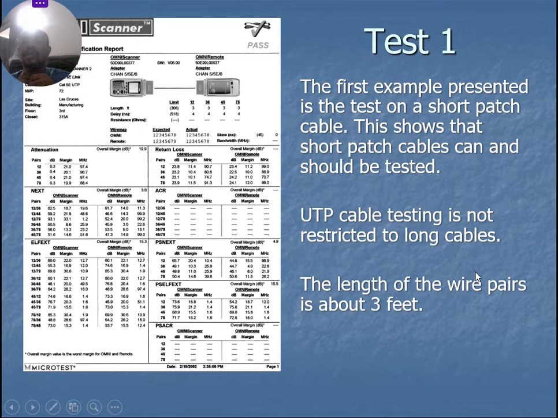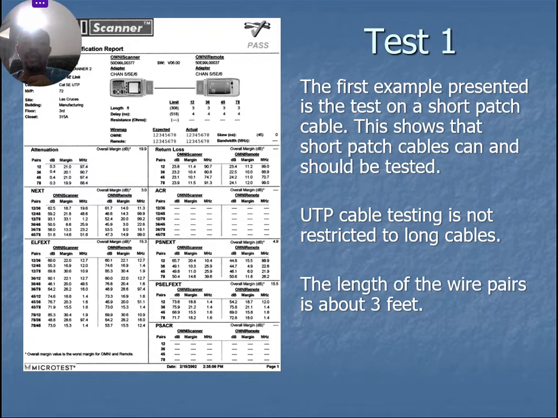If you look at this whole test result, in summary, this is a pass, meaning that whatever parameters were tested for this cable, it passed. First of all, let's look at the test. The first example is the test on a short patch cable. This shows that a short patch cable can and should be tested. UTP cable testing is not restricted to long cables. You can also test short cables, short panels, and all of these things.